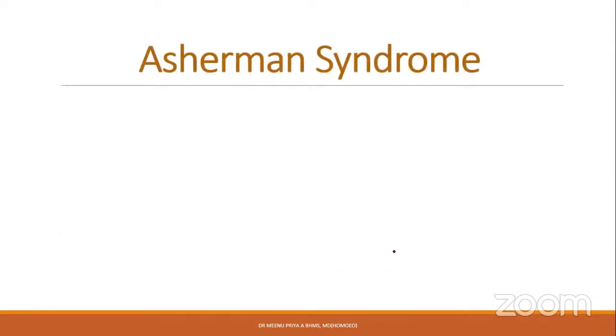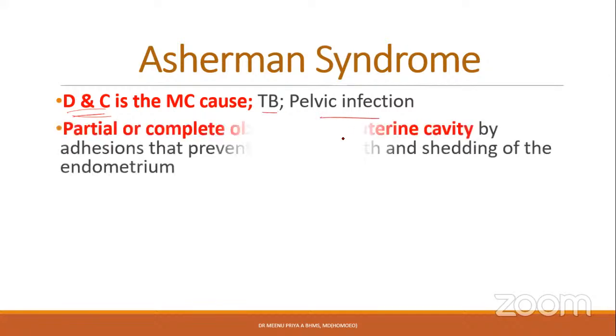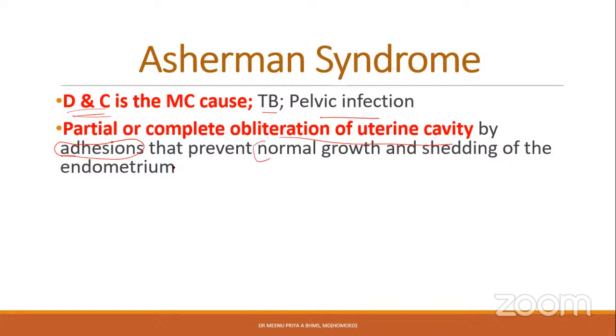Asherman syndrome, one syndrome which is added. The most common cause is DNC, dilatation and curettage, a common procedure which is done on an OPD basis also. The other causes are TB and pelvic infection. So we'll see what it is. It is partial or complete obliteration of the uterine cavity. There is a block in the uterine cavity by adhesions and scarring. When excess DNC is done, adhesions occur, which prevent normal growth and shedding of endometrium. So the endometrium is not there.